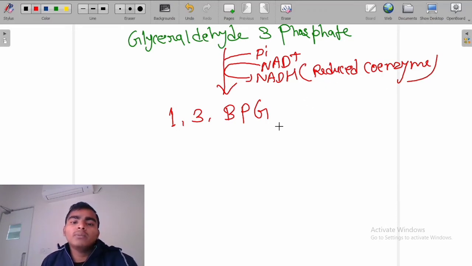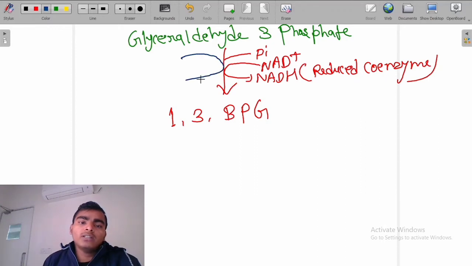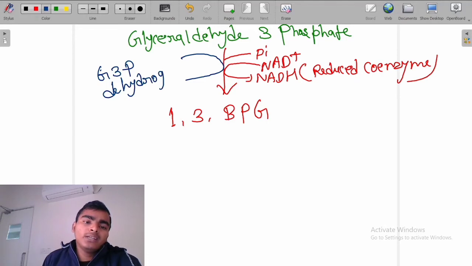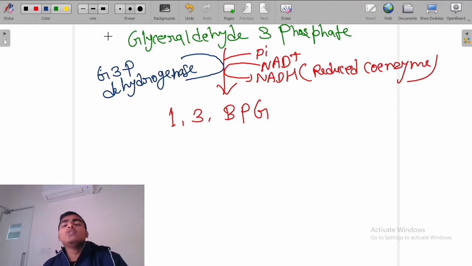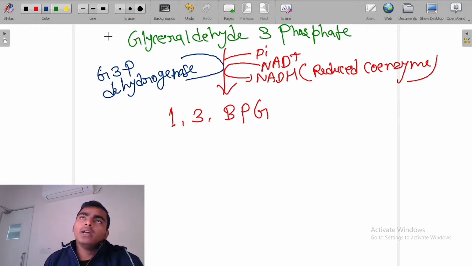Now we have 1,3 biphosphoglycerate. What is the enzyme which is going to catalyze this reaction? The enzyme which is going to convert this glyceraldehyde 3-phosphate into 1,3 biphosphoglycerate is glyceraldehyde 3-phosphate dehydrogenase. So whenever you hear this particular word, glyceraldehyde 3-phosphate dehydrogenase, in metabolism, you need to understand that this is going to reduce NAD+ or FAD+. That's why its name is dehydrogenase. So now we have 1,3 biphosphoglycerate.